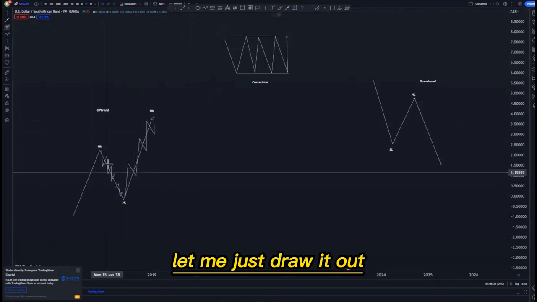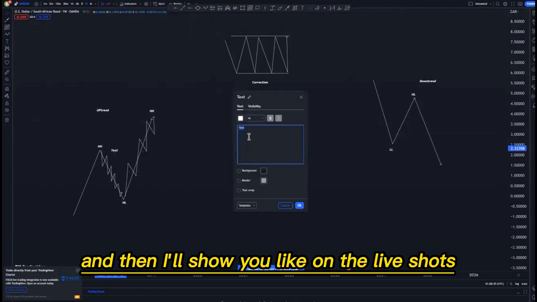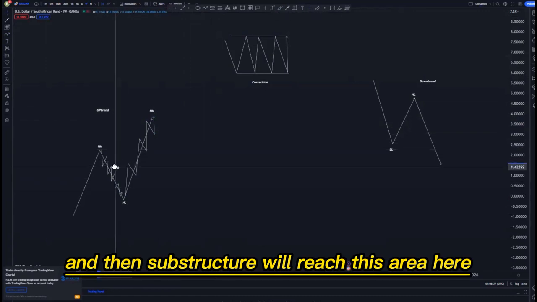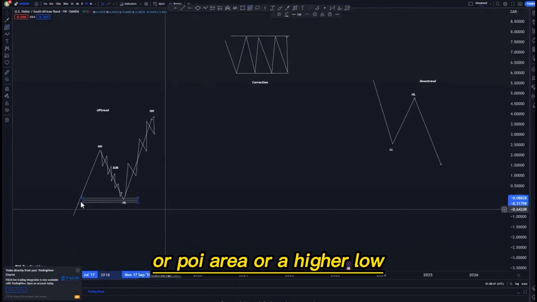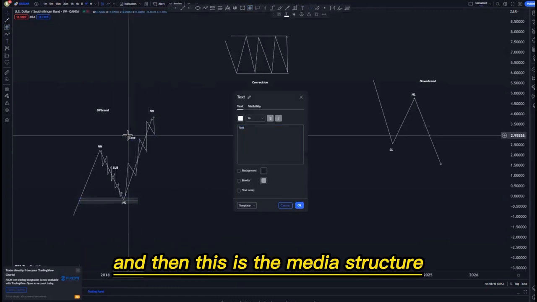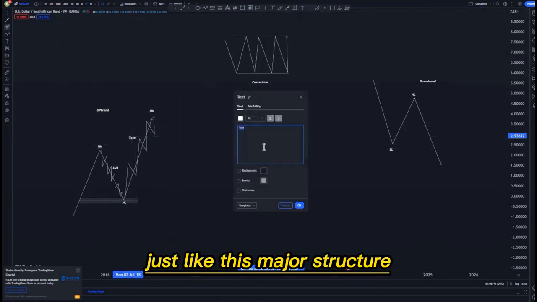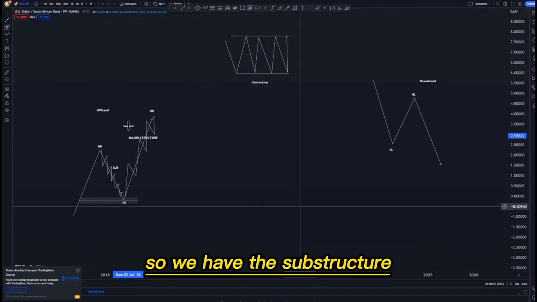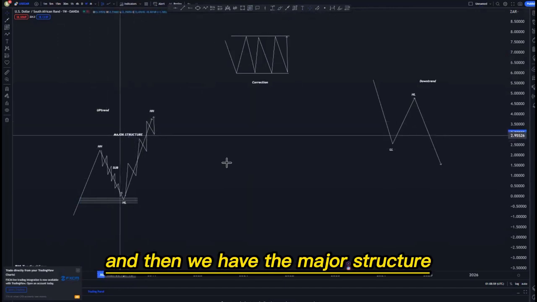Let me just draw it out, and then I'll show you on the live charts how they look. So this is the substructure, and the substructure will reach this area here, a POI area or a higher low. Then you look for those buying opportunities with the major structure. And this is the major structure, just like this. So we have the substructure and then we have the major structure.